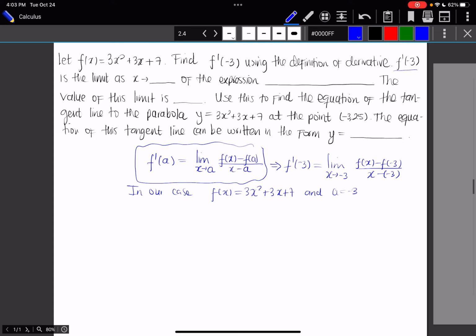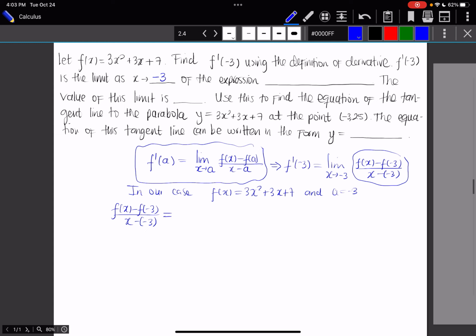So f prime of -3 is the limit as x approaches -3 of the expression that we have right here. Now we need to find that expression more explicitly. So let's find f of x minus f of -3 over x minus -3 more explicitly so that we write the answer right here.